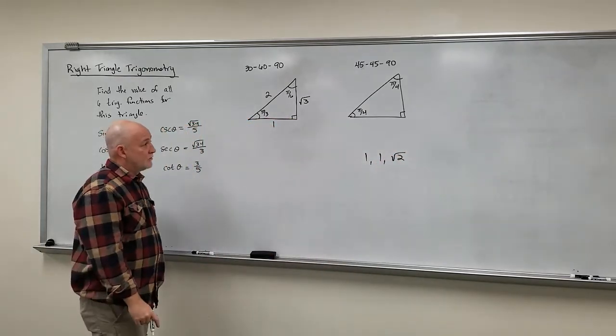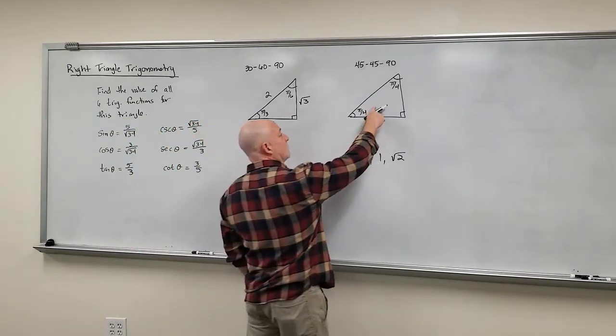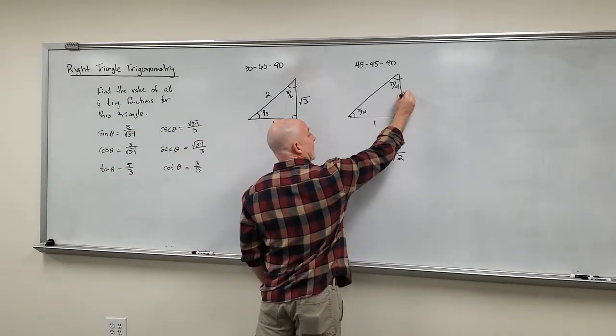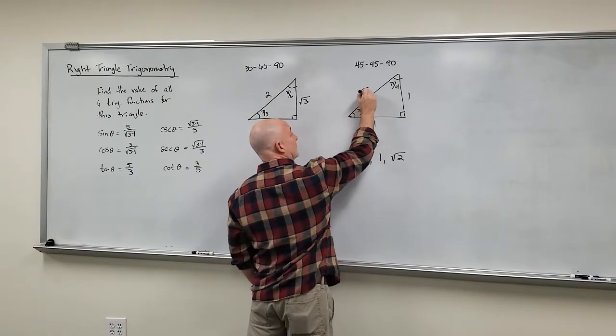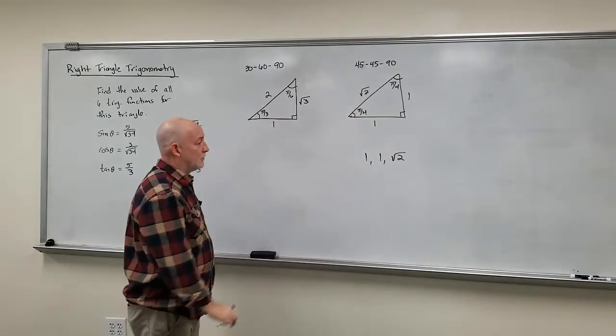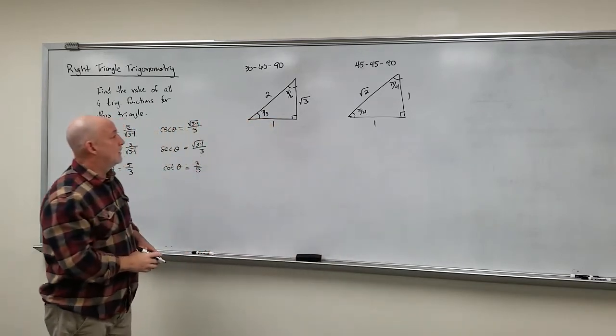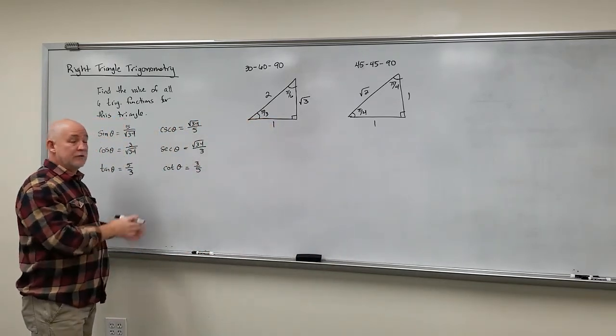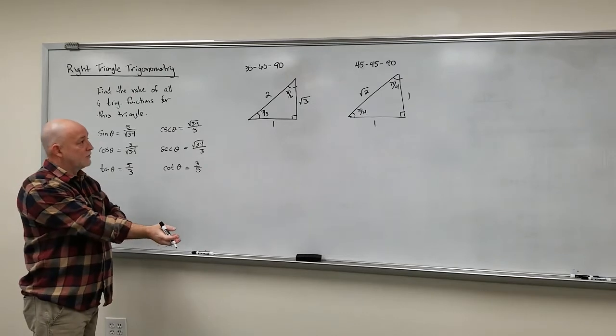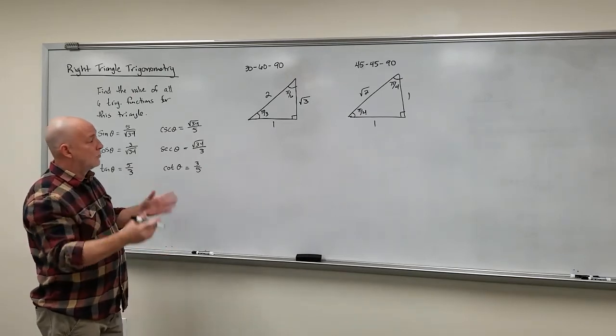Now these sides are easy, of course. Since these angles are the same, the sides opposite have to be the same. So those have to be 1, which means this is the square root of 2. All right, so let's take a look at all 6 trig functions for these two special triangles, because we're going to run into these quite a bit throughout the semester.